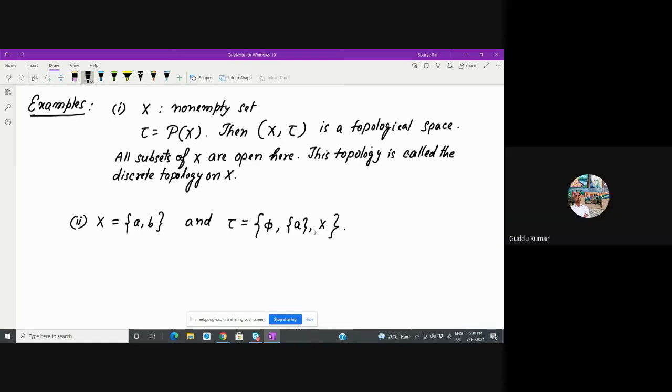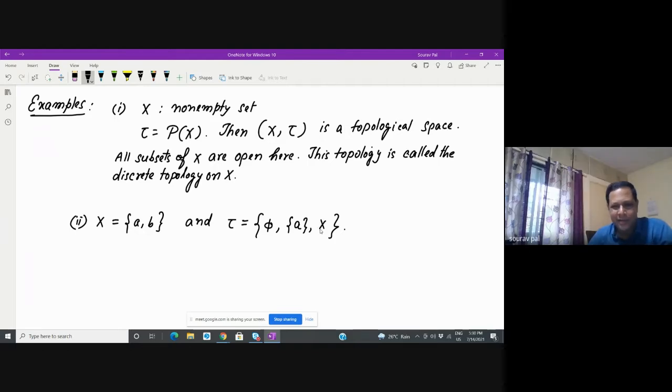Yes, it is closed under any union, and it is closed under finite intersection. Nevertheless, only finitely many sets are there. So then this is a topology. Then X with tau is a topological space.